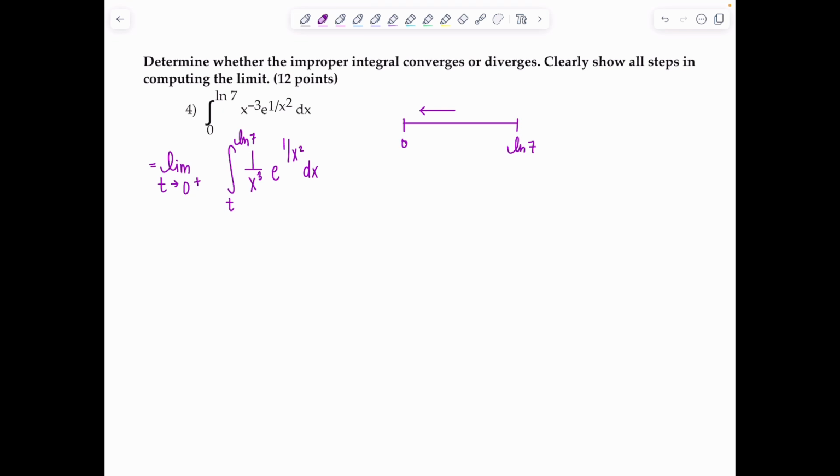Good, good. Now, from here, we have to see how we are going to evaluate this integral. And it's just going to be a straightforward little u-sub.